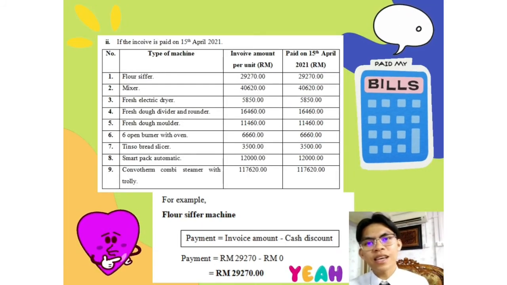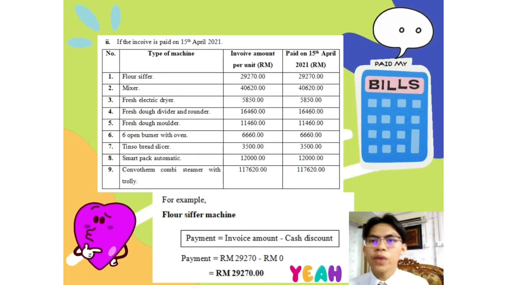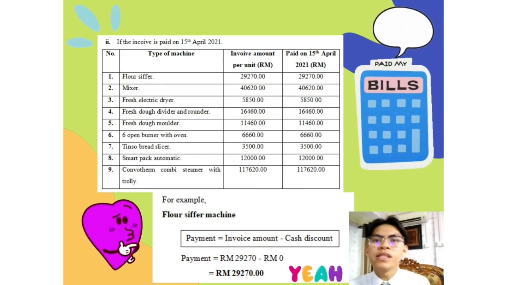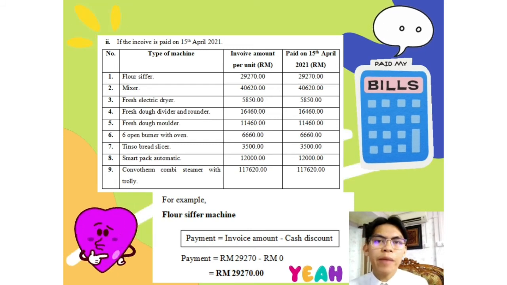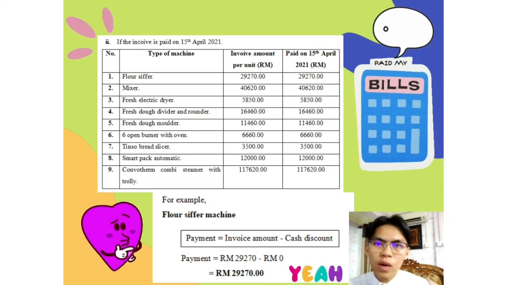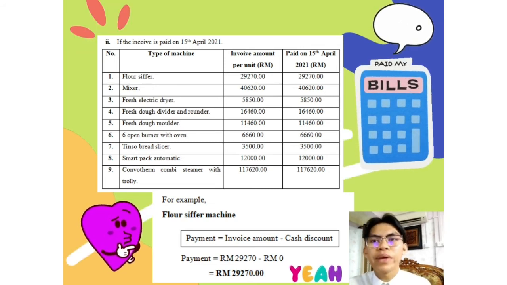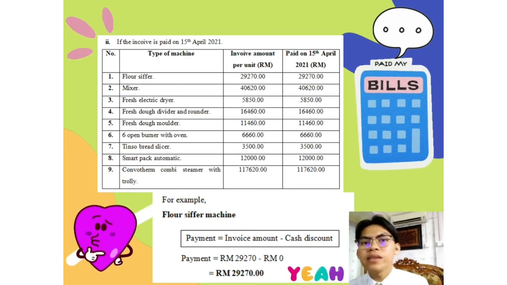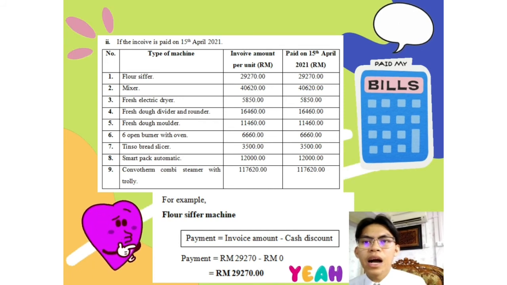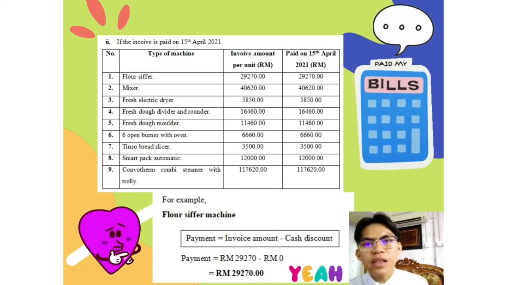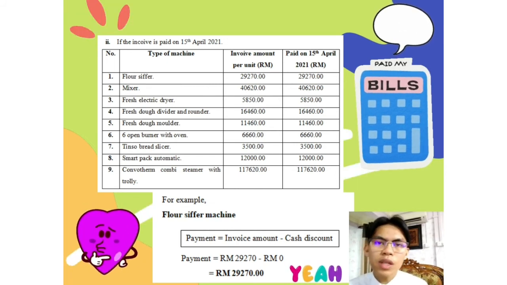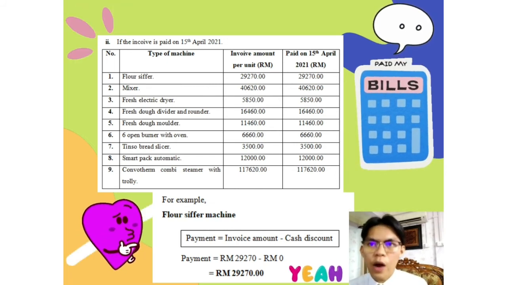Alright, next, this is the second situation, if the invoice is paid on 15 April 2021. Based on the table, since the invoice was paid on 15 April 2021, or 14 days after the date of the invoice, which is outside the discount period, our company was not entitled to the 3% cash discount. For example, supplier B needs to receive 29,270 ringgit for the flow saver machine, which is the net price because there is no cash discount.